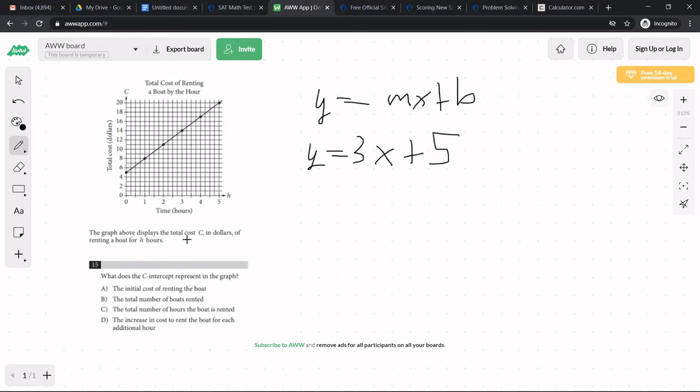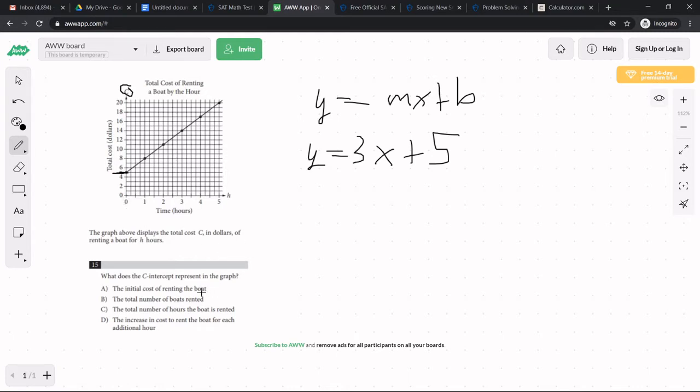And it's asking, what does the c-intercept, this 5, represent? Don't get confused when it says c-intercept, it's just referring to this axis they labeled as c. That's a c-intercept, when it intercepts that axis. What does the c-intercept represent in this graph? So what does the cost at 0 hours represent?